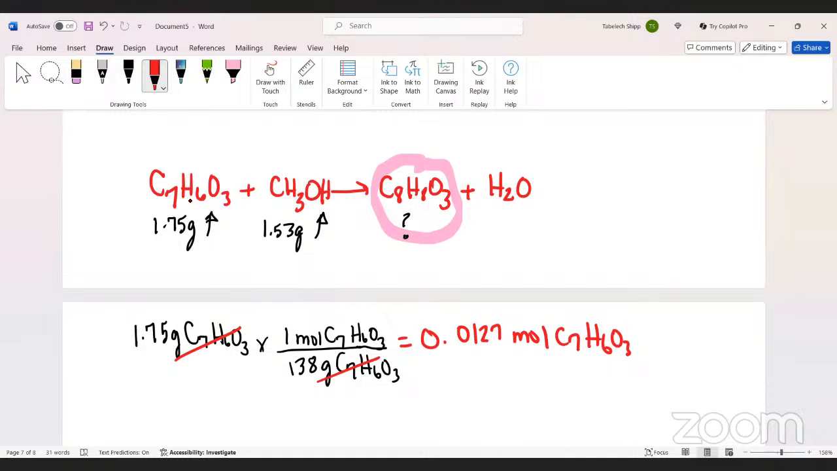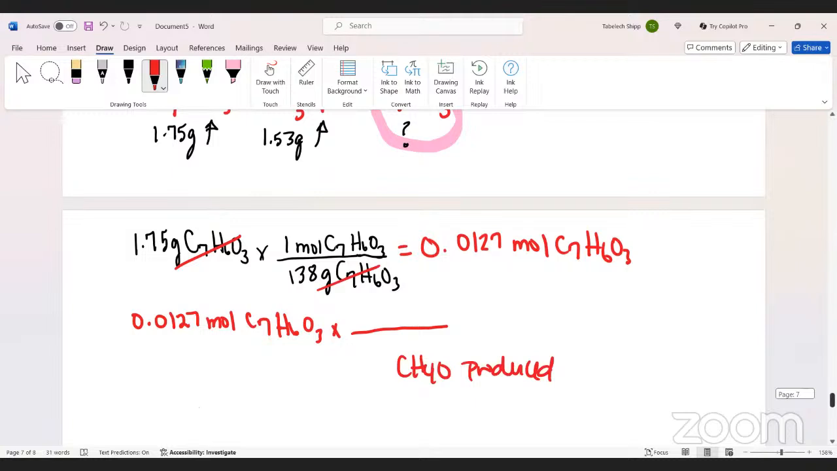What you have to do here is take those moles and convert it to the moles of what I circled in pink, okay? So you're going to take that 0.0127 moles of C7H6O3 times. Now remember, we are trying to get our mole to mole ratio here, okay?